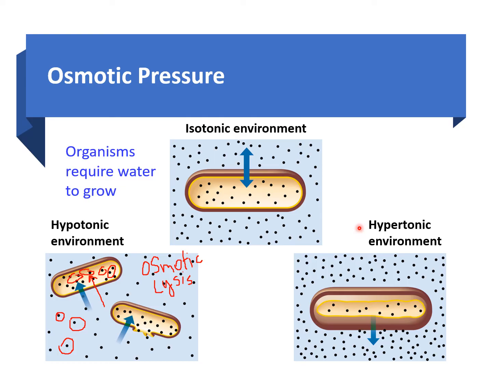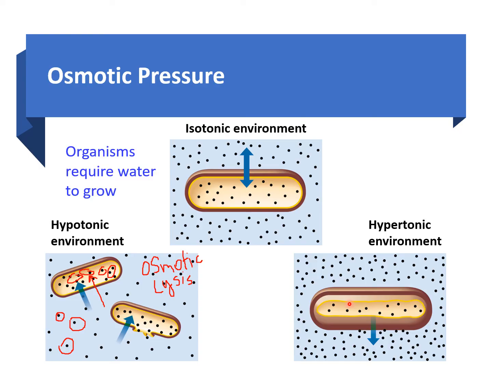We use the term hyper. So hyper, right? Hyper means high. So hypertonic environment means that this environment has way more solutes compared to the inside of the cell. And in this case, it's the bacteria cell. Okay, we just said water likes to move from the low solute concentration to the high solute concentration.